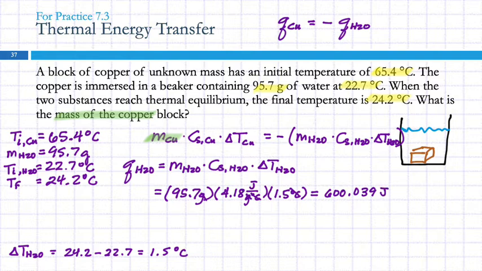How many sig figs? 2, because of the temperature. The temperature change is subtraction, and so we're going with number of decimal places. They both had 1 decimal place, so we do the difference, we still have 1 decimal place, and that's 2 sig figs. So that's Q for the water.